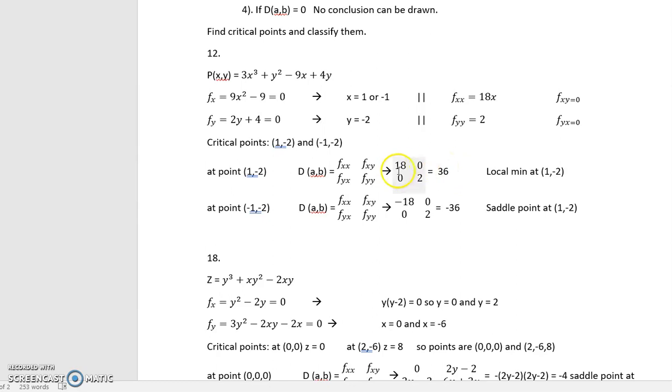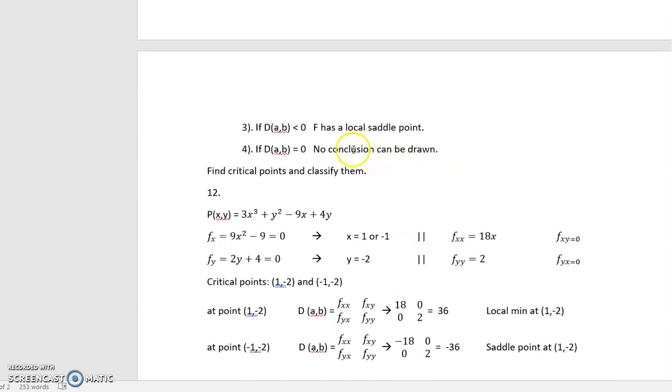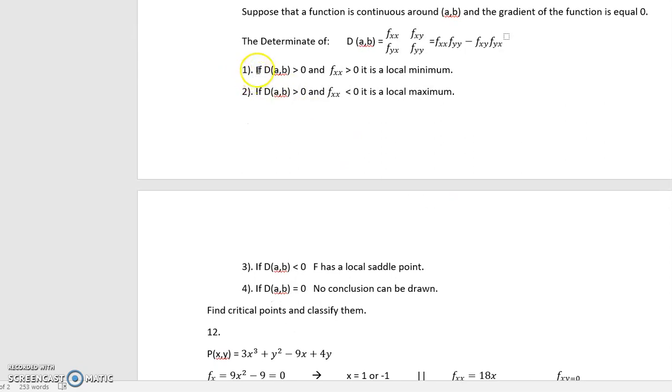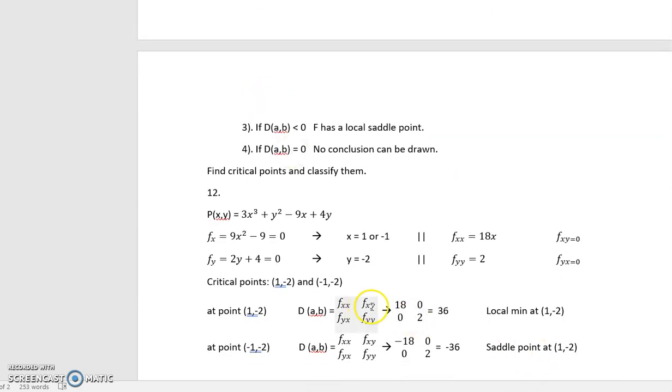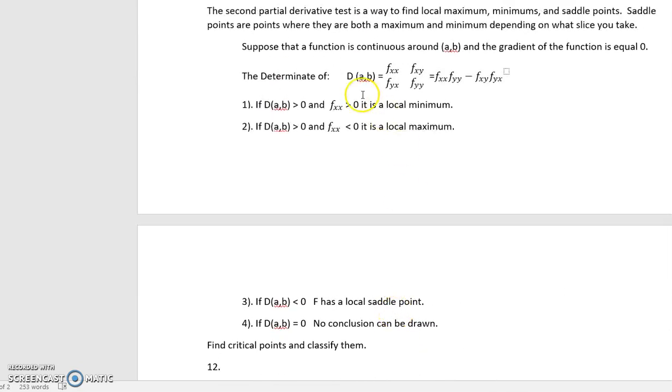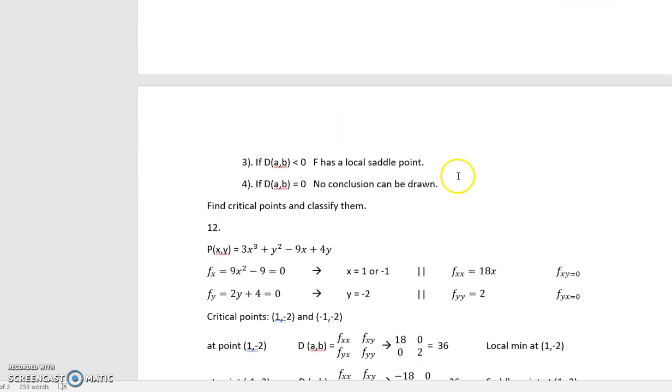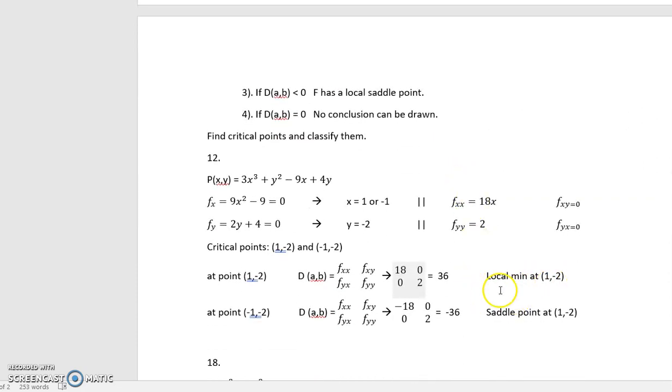Let's take a look at our rules. We have a determinant greater than 0, so it could possibly be rule 1 or 2. But fxx is also greater than 0, so it is a minimum. It's rule number 1. So we have a minimum at (1, -2).